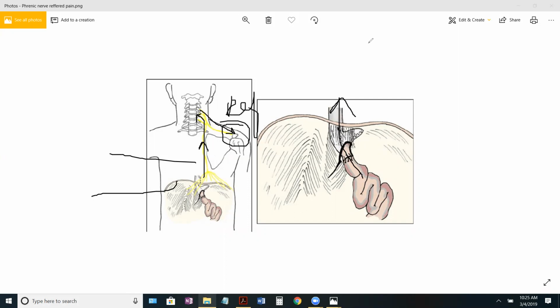That's very high yield. If you see irritation of the shoulder, the pathology is in the chest or in the abdomen. If the pathology is in the chest, you know that it has something to do with the pericardium. And if the acute abdomen patient is also complaining of pain around the shoulder, we know that something is very close to the diaphragm.